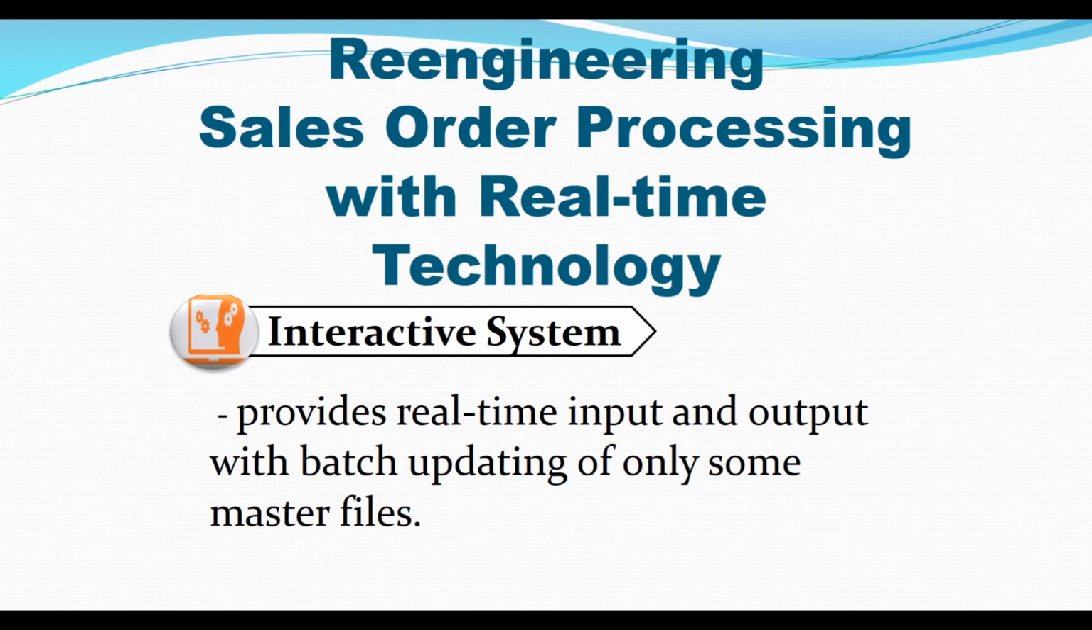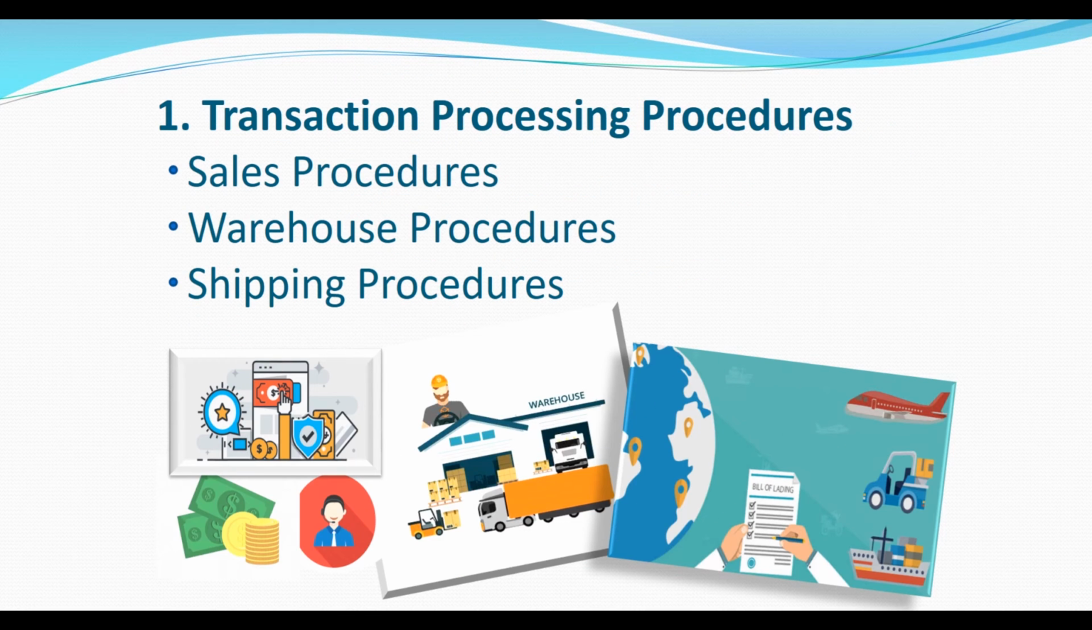Re-engineering sales order processing with real-time technology. Interactive system provides real-time input and output with batch updating of some master files. There are 2 procedures in the re-engineering of sales order processing with real-time technology. The first one is the transaction processing procedures. This includes sales procedures, warehouse procedures, shipping procedures.